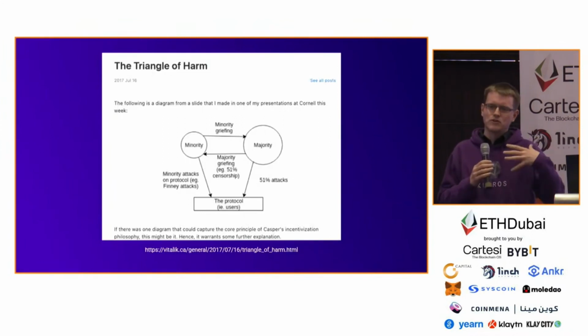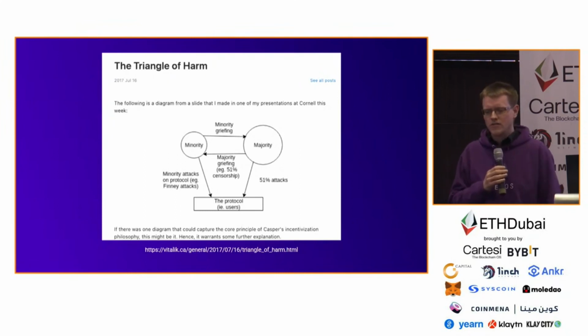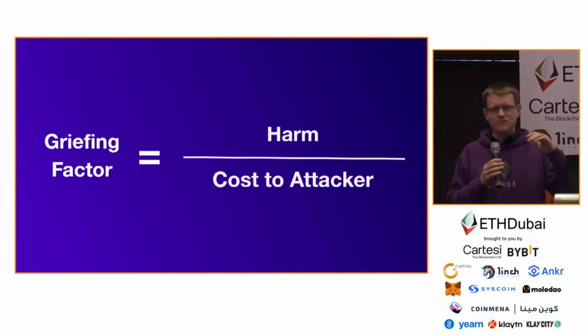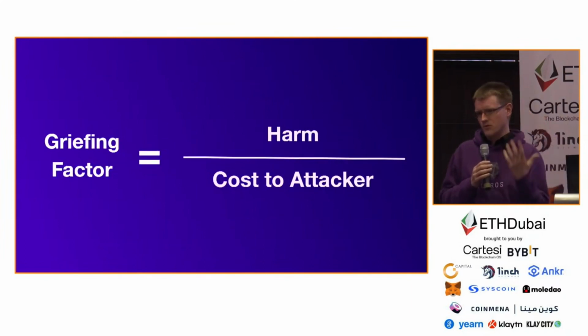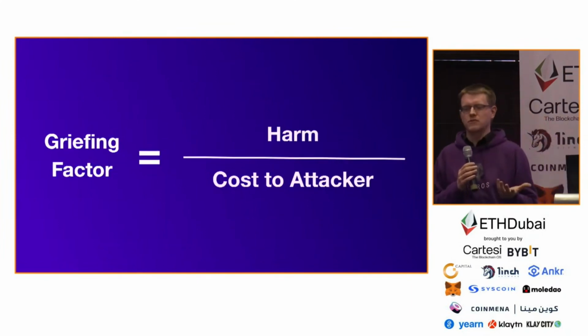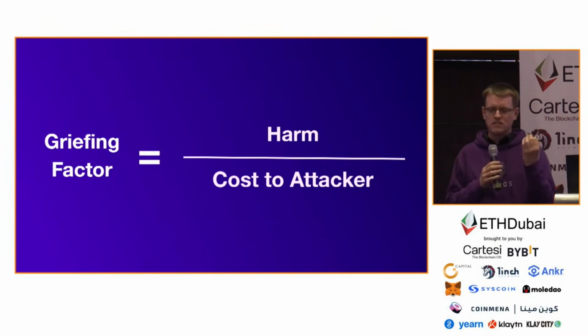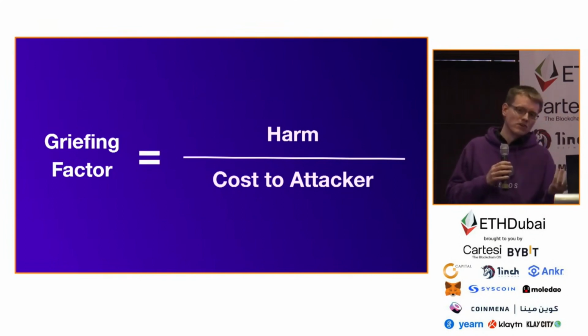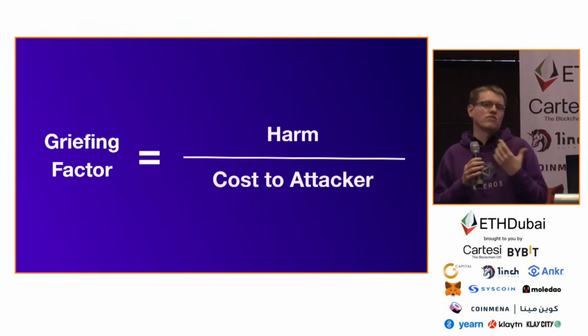So this idea of a grief was really pioneered by Vitalik. The first reference that I'm aware of, at least, where he discusses it in these terms and uses these words, is in a blog post from 2016 called The Triangle of Harm, where he analyzes griefs on consensus algorithms. He defines this measure of grief that he calls a griefing factor, which is the harm that you do somebody else divided by the cost that you do to yourself.